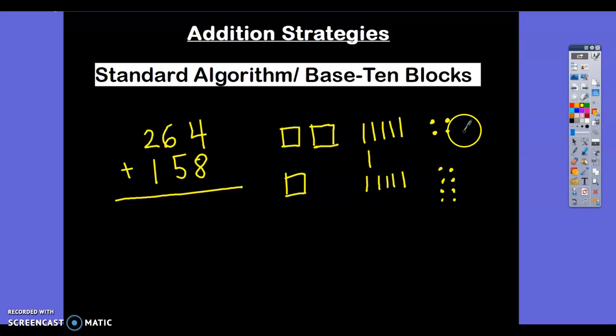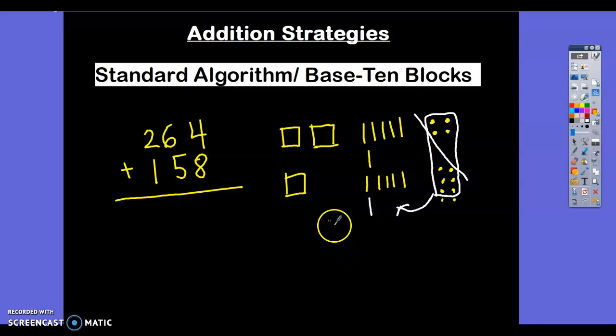Now we can add them together. We always start with the ones place. In this case, 4 plus 8 equals 12. Because we have more than 10, we can take 10 of them, regroup it, and make it into a 10 long. To record it, we can put a 2 under the ones place because we have 2 ones left. And because we carry 1 over, we're going to put a 1 on top on the tens place.